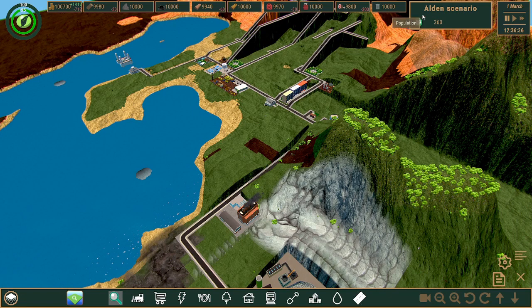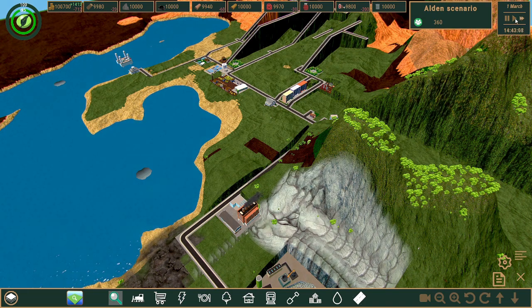Then you have the name of the town or the scenario. You see the population in the town, and on the top right you can see a date and a time. And you can switch between having the game paused, like it is right now, or playing it, or fast forwarding it at 3 times the speed.